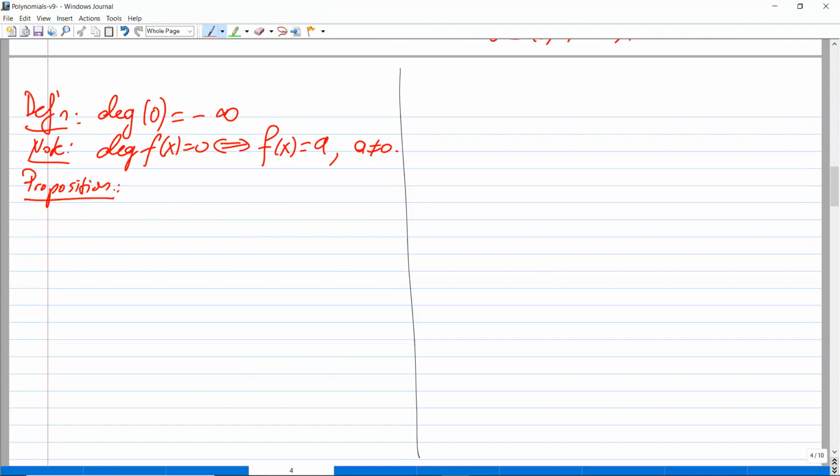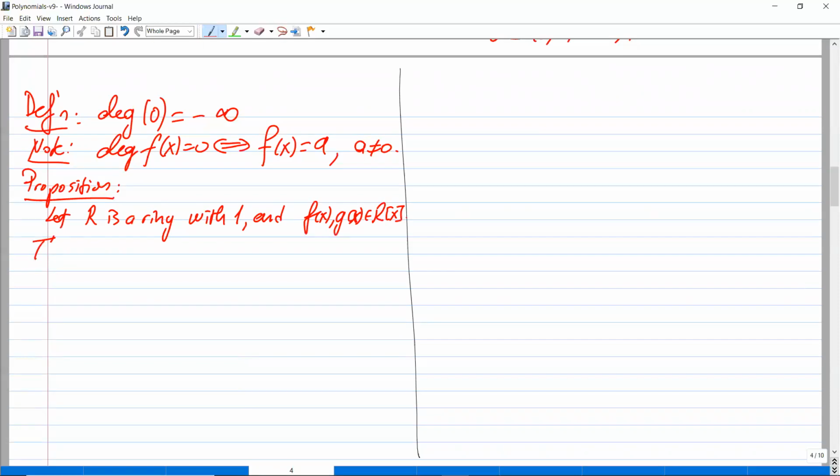Here's a proposition. Suppose that R is a ring with 1. So we will always assume that R has 1. Let R be a ring with 1, and f(x) and g(x) be two polynomials over R.